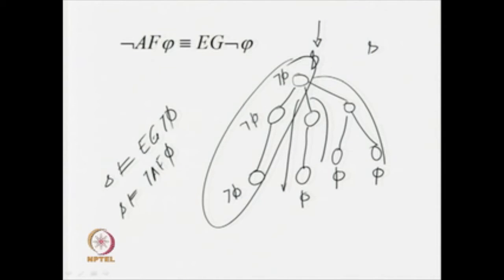So, like that we will say now, if you are going to make up any model, if you will find that E G not of phi is true in a particular state, always you are going to find that not of A F phi is true. So, that is why you are going to say that these two are equivalent.